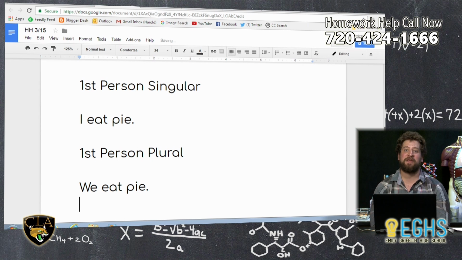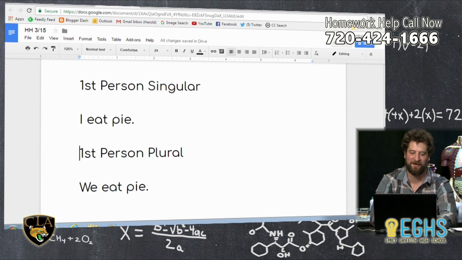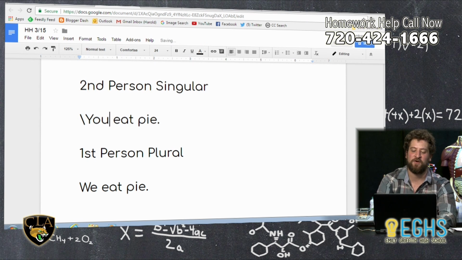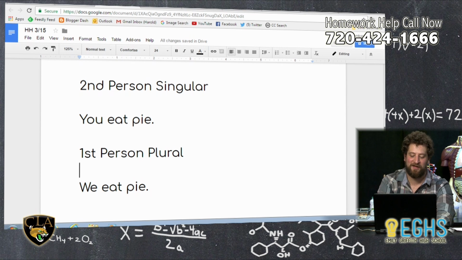You'll notice that the form eat is the same for I and we. And in fact, in English, most of the time, the verb agrees with all forms of the subject. And we'll see one example where it doesn't here. So if I change to second person, singular, second person, as you might have guessed already, second person is you. And I don't even need to change the verb. You eat pie is totally correct grammar. You agrees with eat.